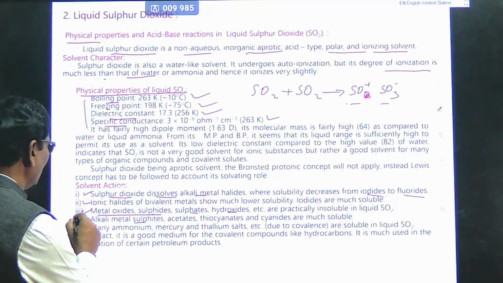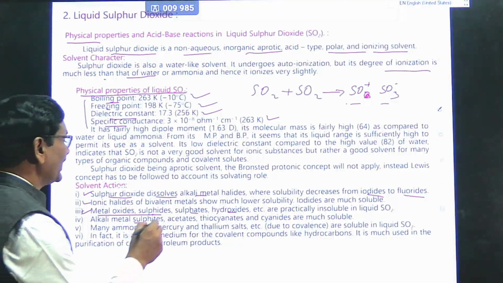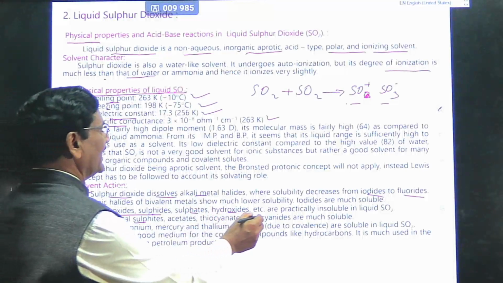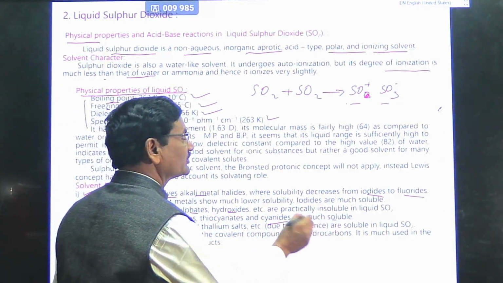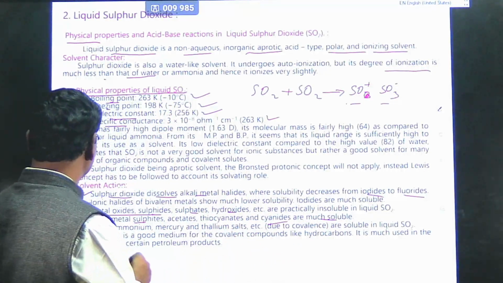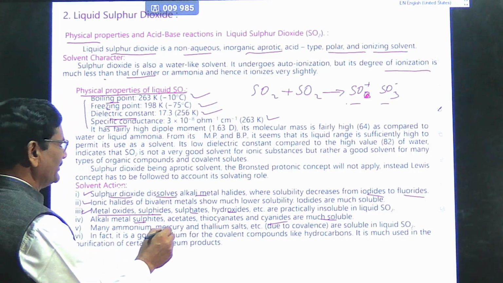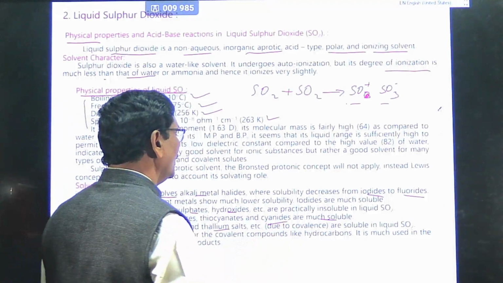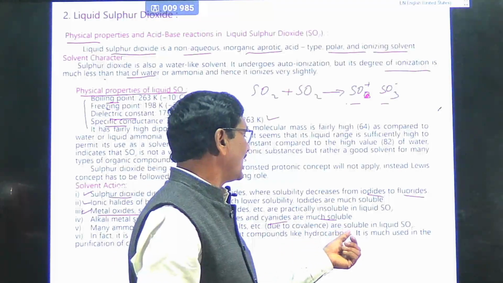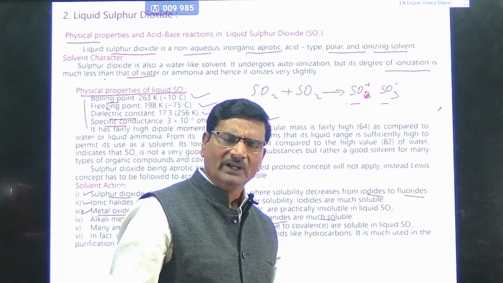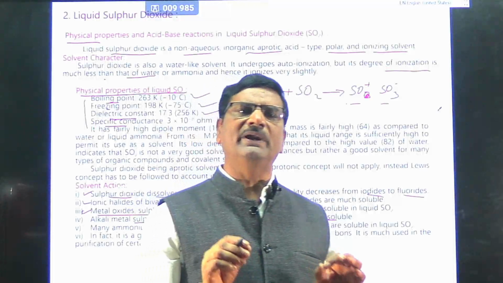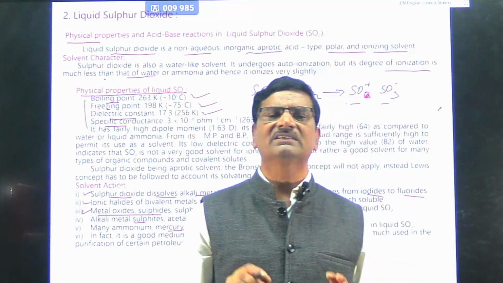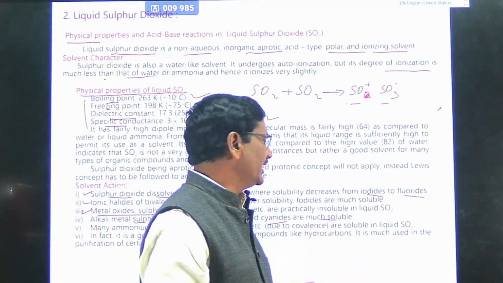Then the next one is the alkali metal. Alkali metal sulfide, acetate, thiocyanate, cyanides are much soluble. This is the solvent action. Many of the ammonium, mercury and thallium salts, etc., due to the covalence, are soluble in liquid SO2. It means the majority of the sulfate, chloride, halides are soluble in SO2.